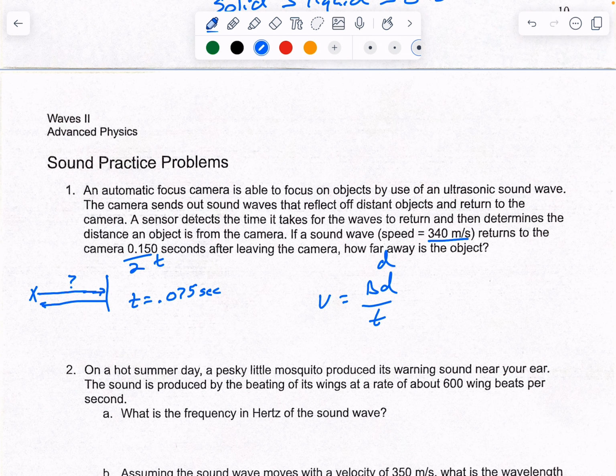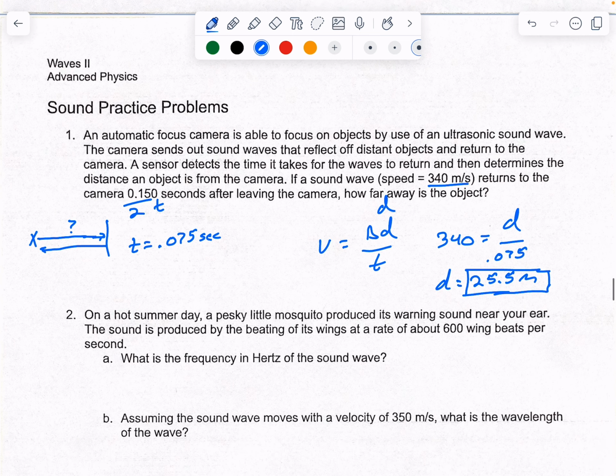Okay, so now I can do 340 equals my distance, which I don't know, over my time, which is 0.075, not 0.15. So my distance is going to be 25.5 meters, and there you go. Okay, I promise you, please be careful of that. I promise you I'll see it where they just put in the time and they think that's it. You've got to cut it in half.